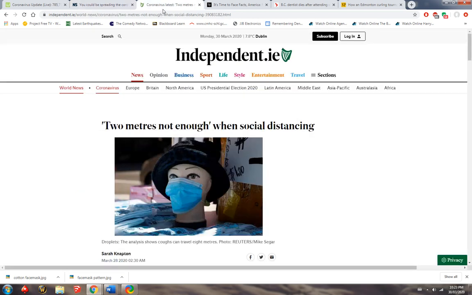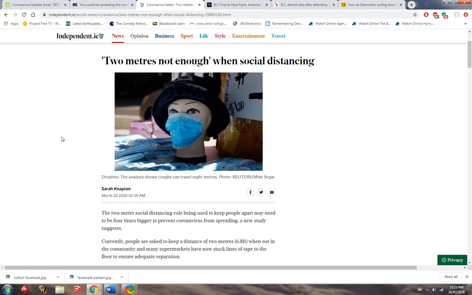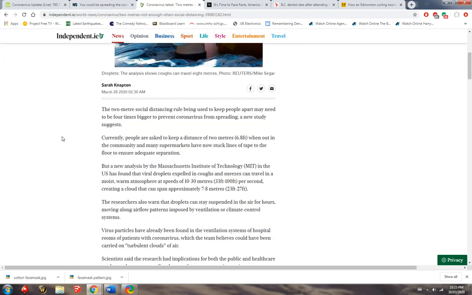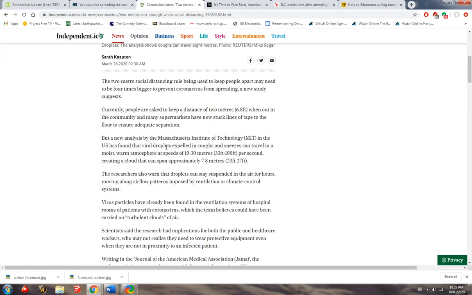Next thing that we have to look at is our whole 2 meters distance. This one's only from 2 days ago. This is MIT showing that droplets expelled from coughs and sneezes can move at speeds of 10 to 30 meters per second and can create a cloud that can span approximately 7 to 8 meters. So 2 meters is our current window. 7 to 8 meters is the virus's sneeze window.